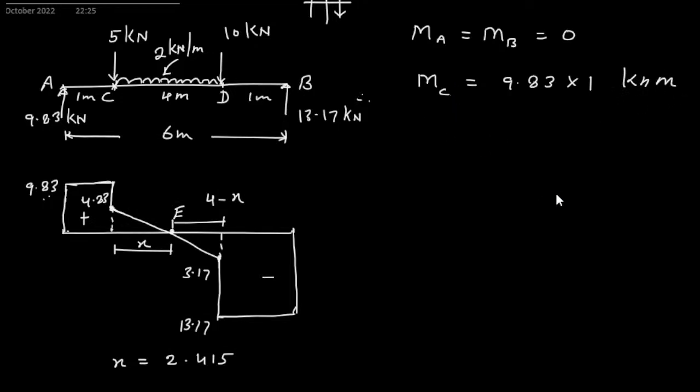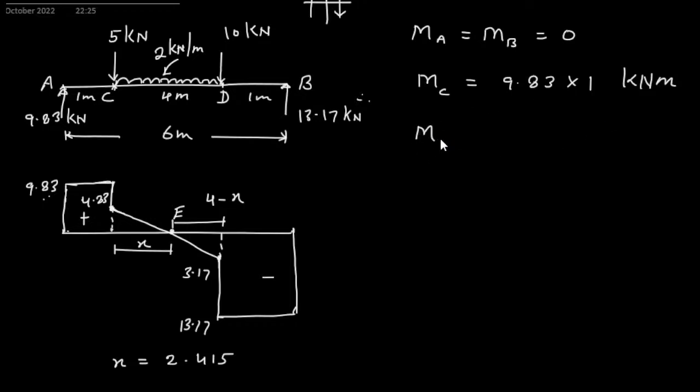The unit will be kilonewton meter. Note that the N should be capital N, because N symbolizes Newton, and the k in kilonewton should be a small k. So bending moment at A we know, bending moment at B we know, bending moment at C we know.